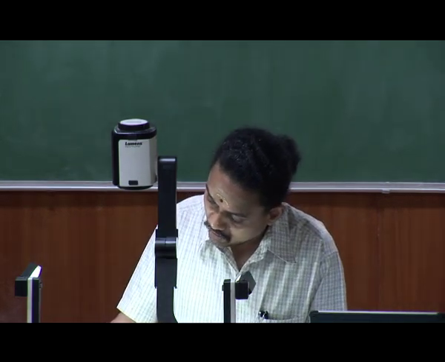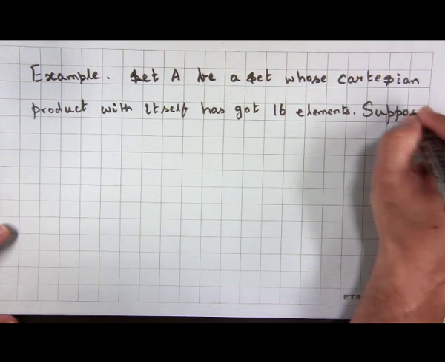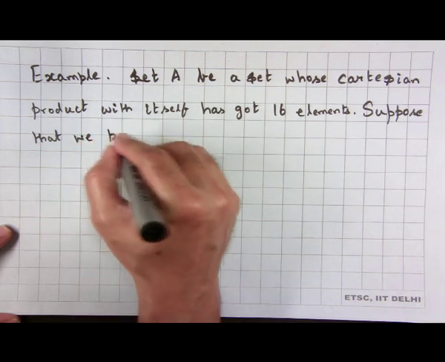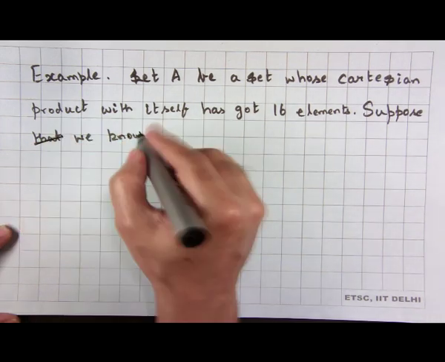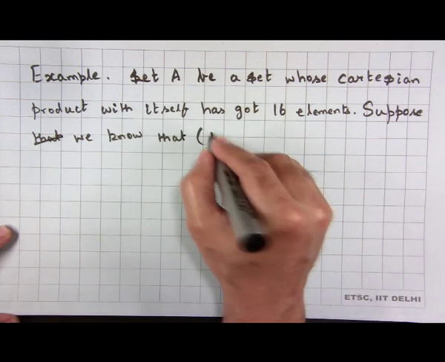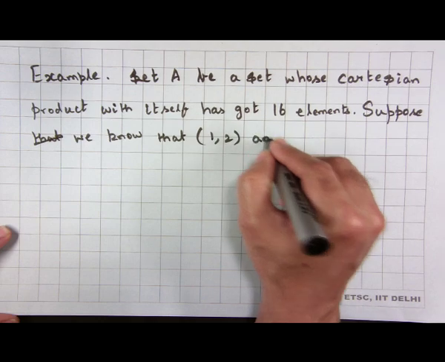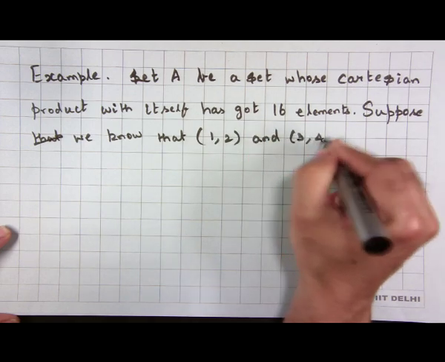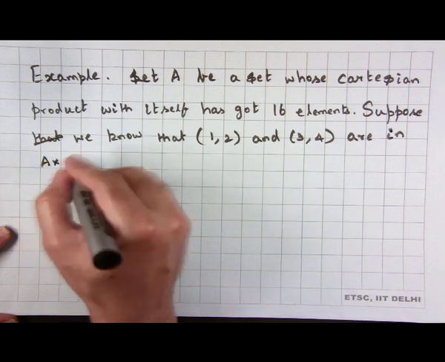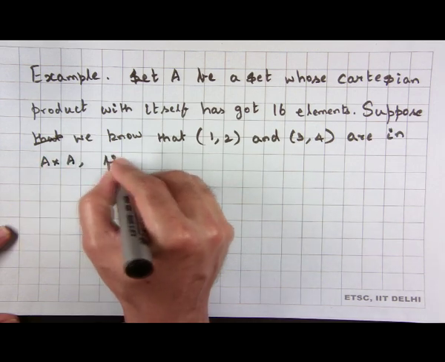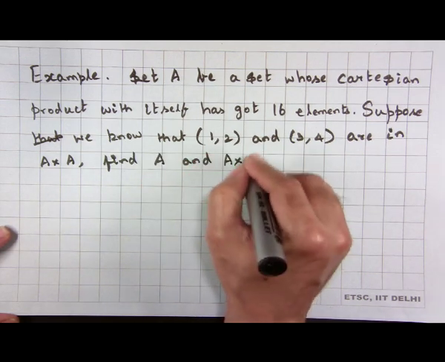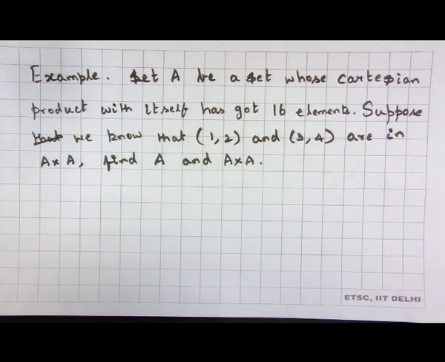Now, suppose that we know that 1 comma 2 and 3 comma 4 are in A cross A. Find A and A cross A. How to find A and A cross A?